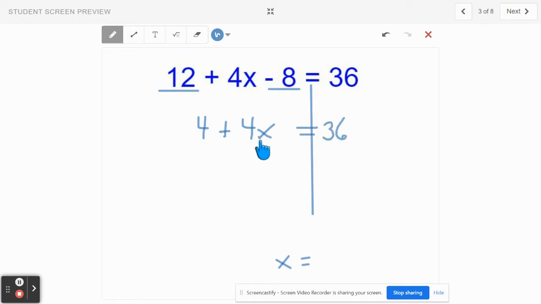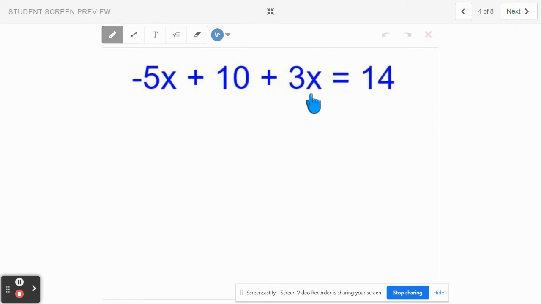Now from here, you don't mess with the variable yet. You got to get rid of this positive 4. You kind of jumped ahead of there. How do you get rid of the positive 4? You're going to go ahead and make it a negative 4 to both sides, right? Let's go ahead and do that. I'll give you a little help here. And this is going to become 32. And you know how to finish this off. 4x equals 32. Go ahead and divide that 4 to both sides and finish it off.